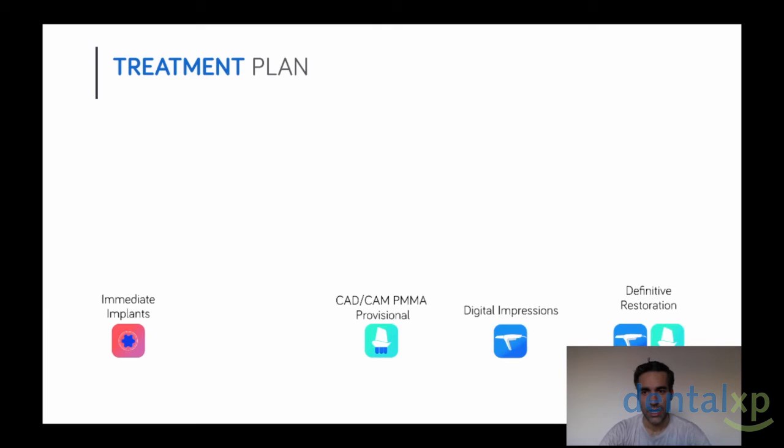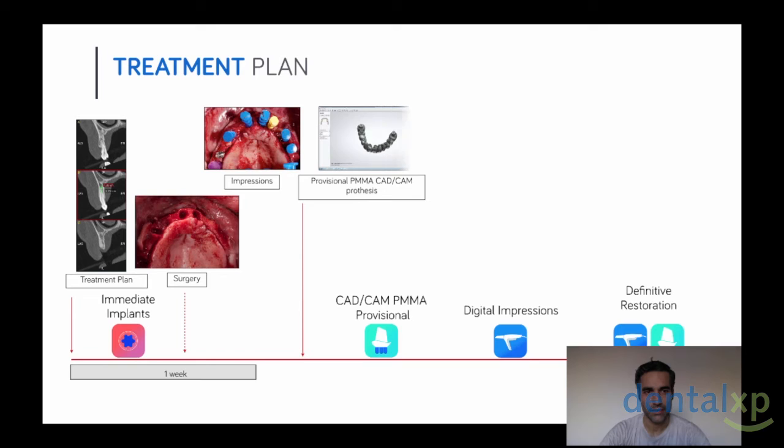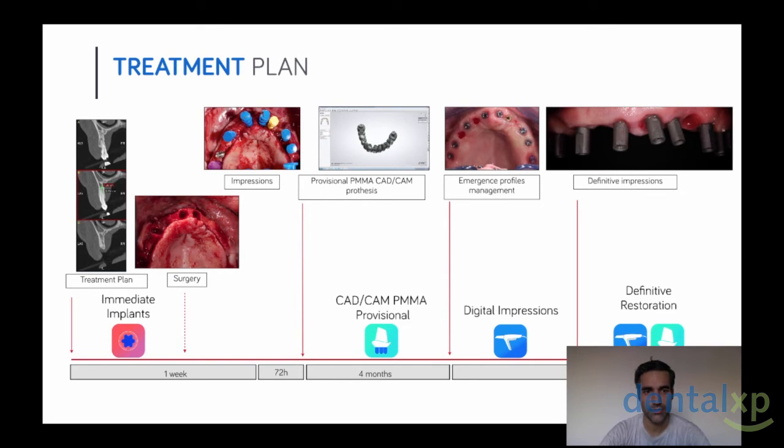So I gave my patient this treatment plan. Okay, we are going to remove the teeth that are hopeless. You have 4 teeth in the upper maxilla, and we are going to take an impression on the day of the surgery, and after 3 days, in 72 hours, we are going to deliver a PMMA CAD-CAM prosthesis.